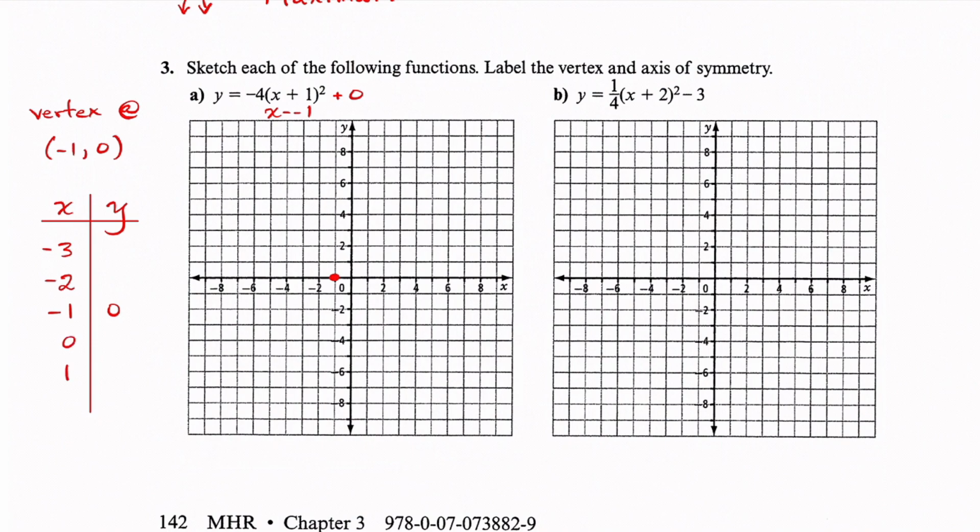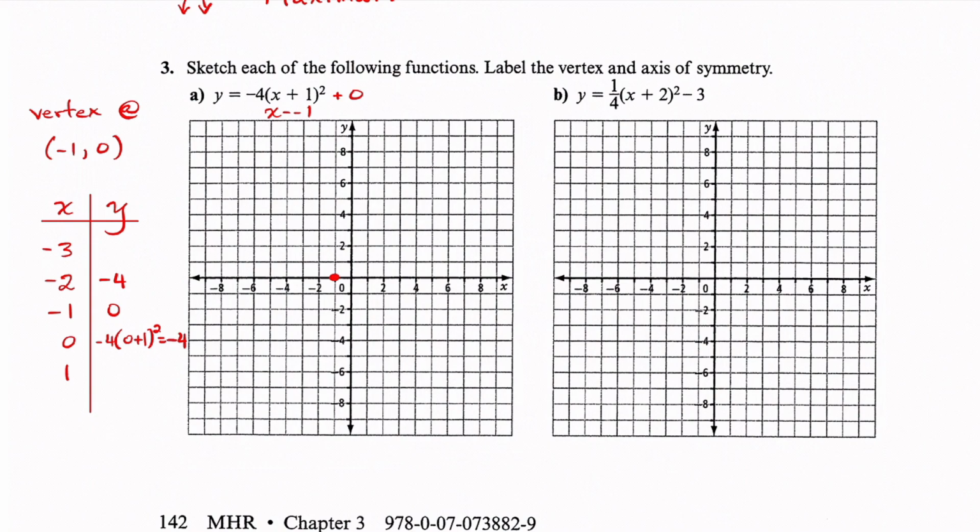Okay, so let's do 0 here first. It's going to be -4 times, so I'm just taking this function and entering a 0 for x. 0 plus 1 squared, and when I do that calculation, inside the brackets 0 plus 1 is just 1, 1 squared is 1, 1 times -4, we get -4. Okay, and I know a parabola is always symmetric, so on the other side of the vertex, it's also going to have the same point.